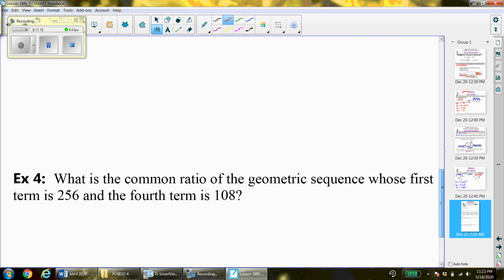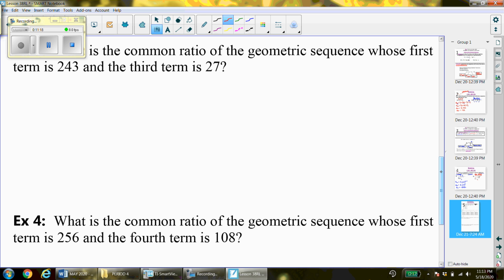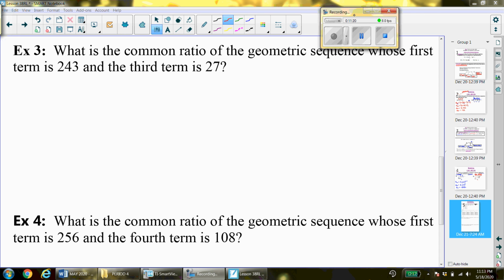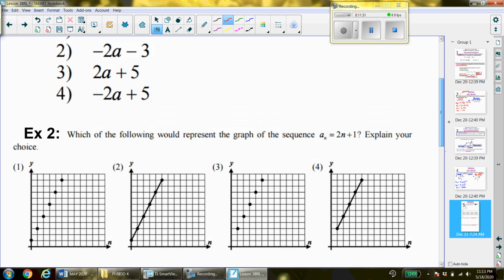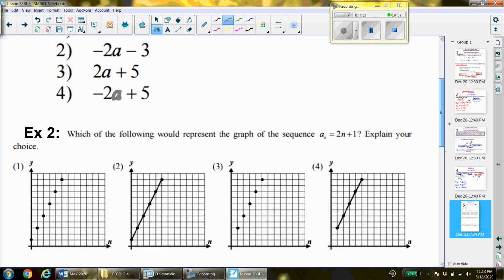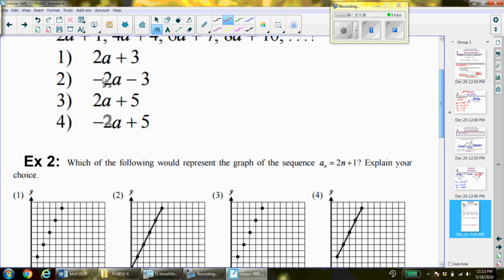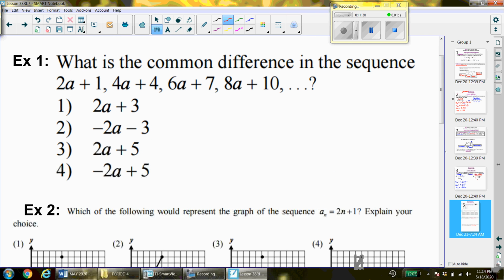I will tell you examples 3 and 4, obviously it says it right there. Let me move this over so you can see. Examples 3 and 4 are geometric sequence. Examples 1 and 2 are mainly about arithmetic sequence. Notice the words common difference. That has to do with arithmetic sequences. So there are a total of 6 questions that you have to answer for this lesson.